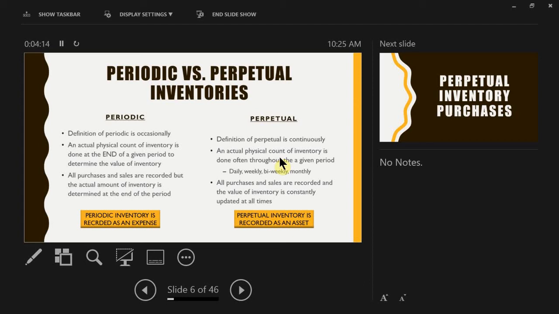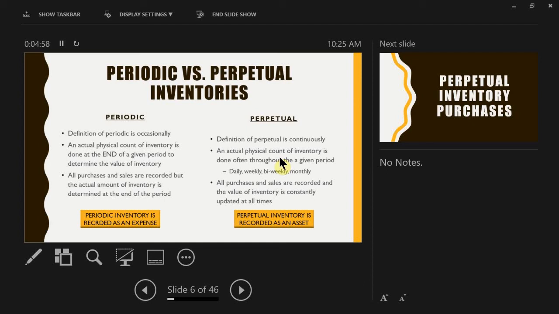Whereas perpetual inventory literally means constantly, okay? It means you are constantly going to be updating your inventory. Every purchase that you make, you're going to update your inventory. For every sale that you make, you're also going to update your inventory and take out your inventory. So in this case, at any given point in time, you should know how many items you should have at the end of any given day. With that assumption, you're constantly updating your inventory, so you know at every single point in time.